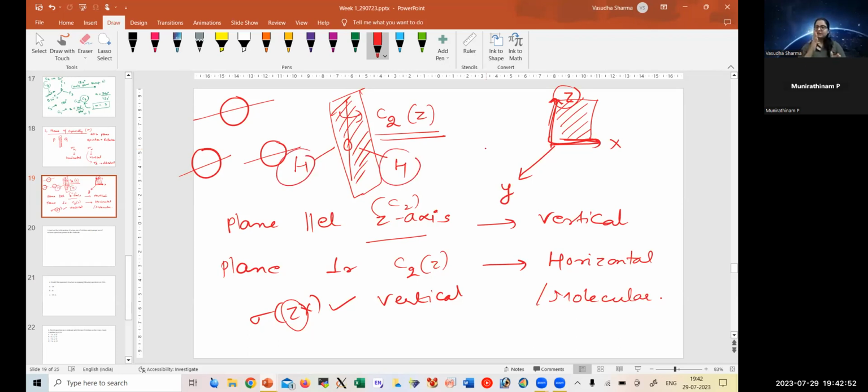So this plane is also passing through your Z axis. So sigma ZY is also called a vertical plane, right? So both the planes that exist in water are vertical planes which are passing through your C2 Z axis, which is the axis of symmetry.